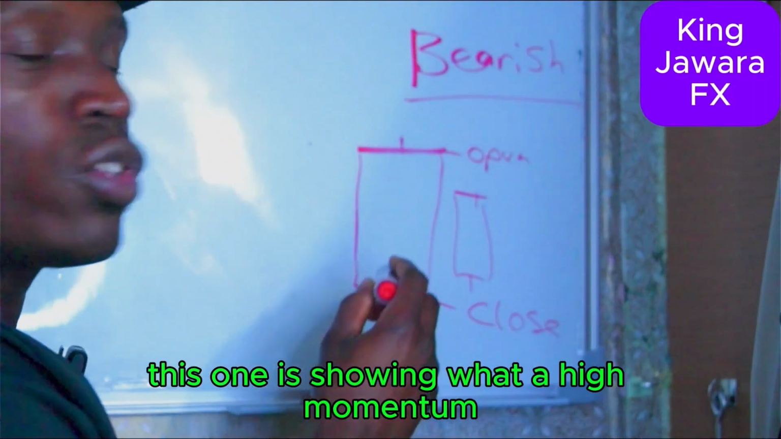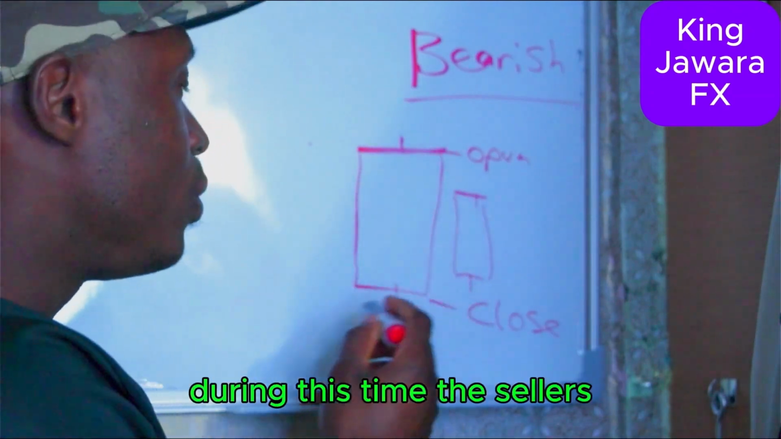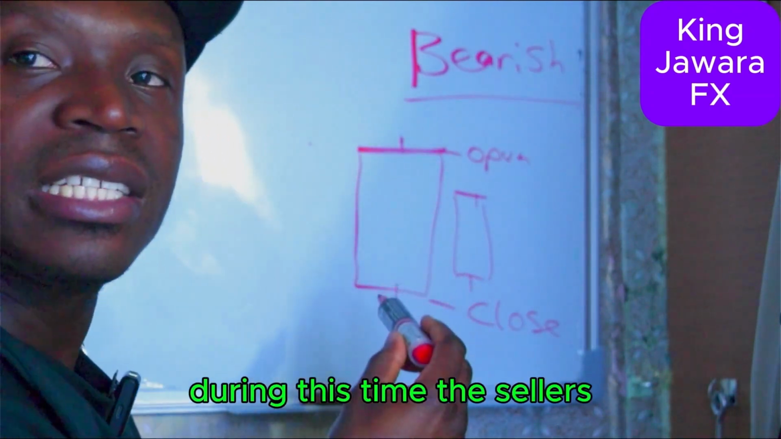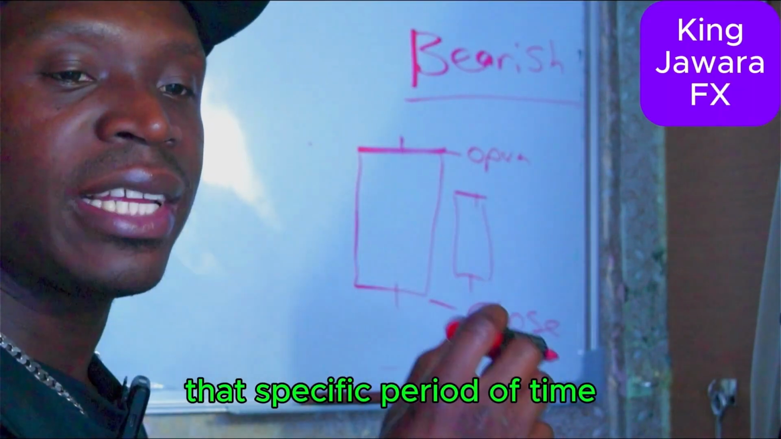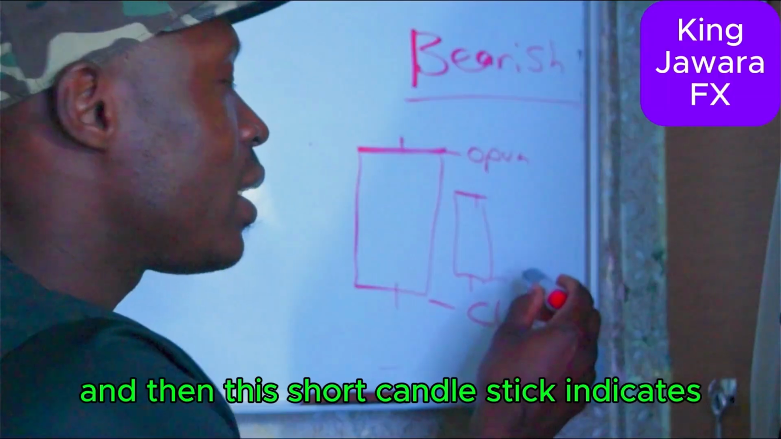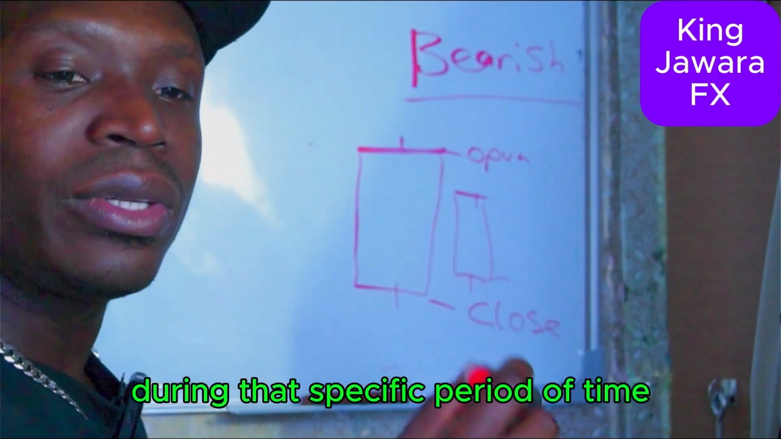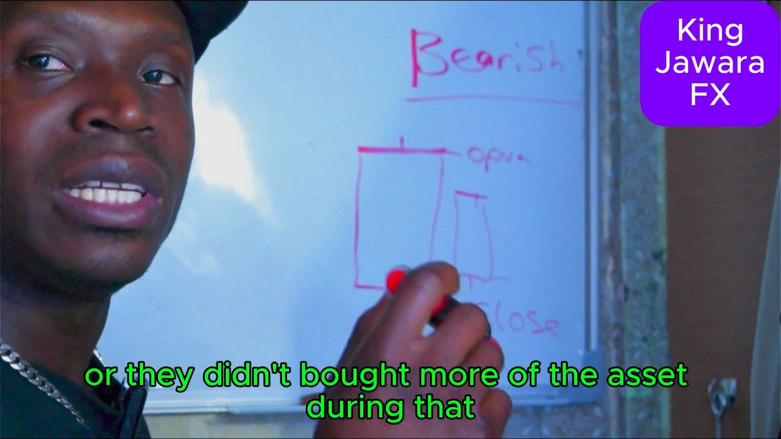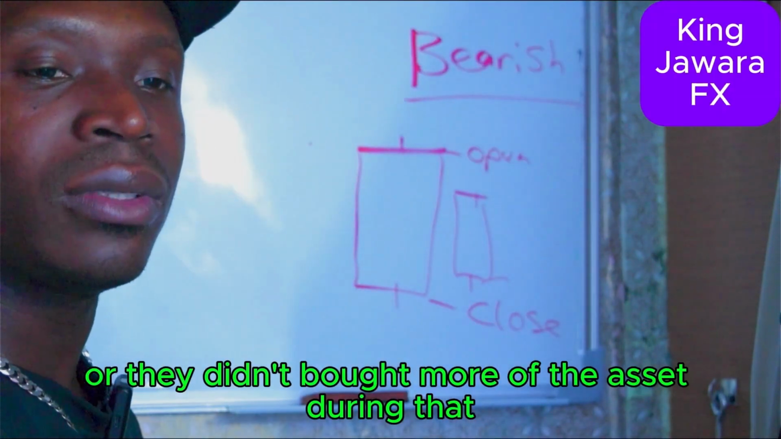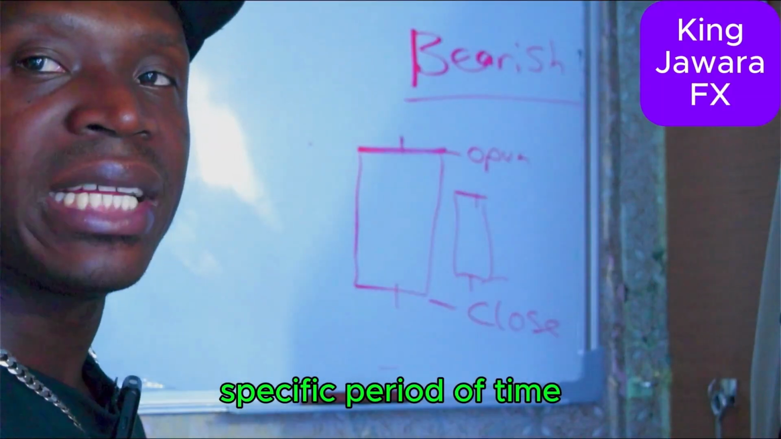Okay. This one is showing a high momentum. During this time, the sellers were willing to sell more of the asset during that specific period of time. And this short candlestick indicates that during that specific period of time, the sellers were not willing, or they didn't sell more of the asset.